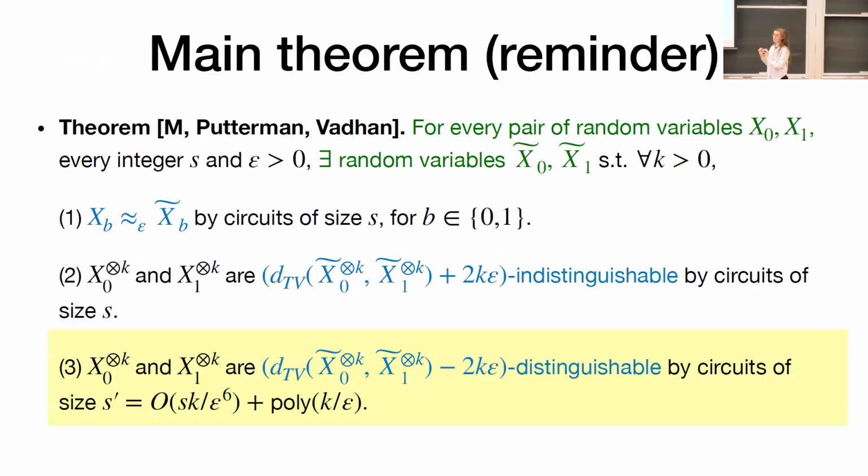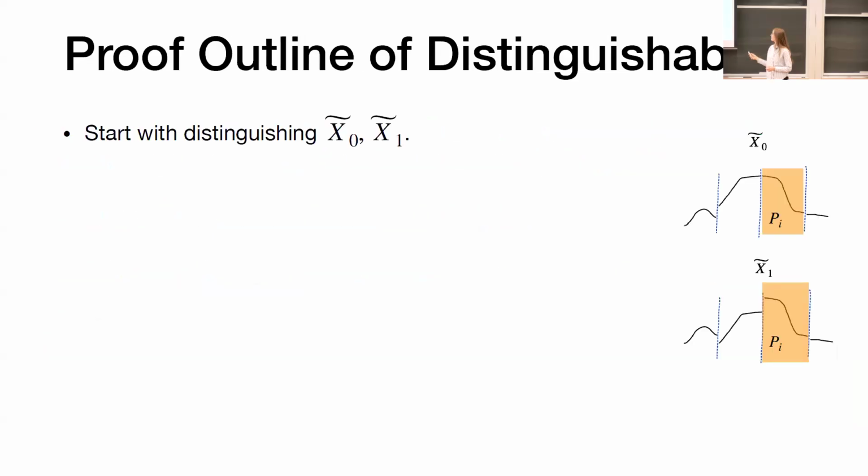Now to get to the possibly more surprising part of the result, the second part here, the distinguishability. Let's first start with a related problem, which is that of distinguishing x0 tilde and x1 tilde. This is just part of the proof, but at the same time, this is a natural thing to do because once we have x0 and x1 efficient, or we have explicit descriptions, we can efficiently compute x0 tilde and x1 tilde. Let's start with this problem.